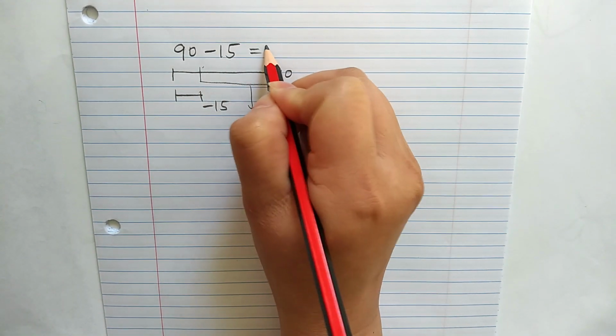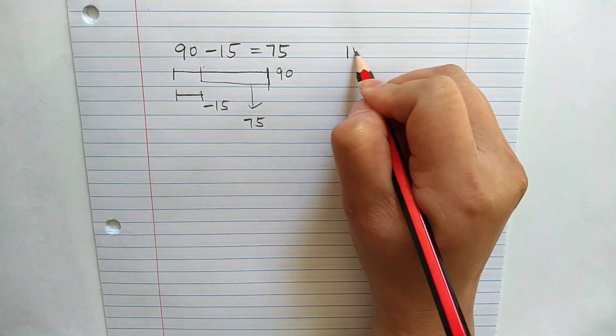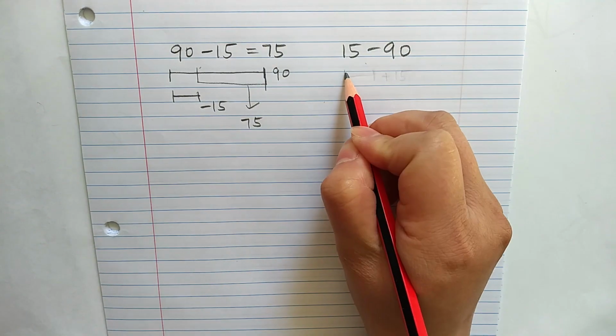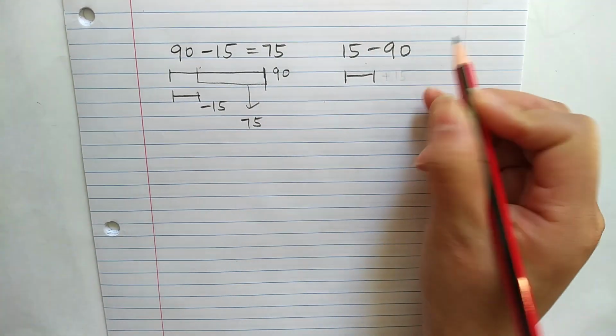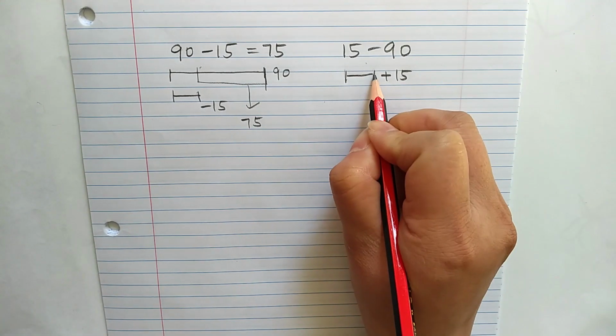So this is 75. How about 15 minus 90? That means you walked this much to the right. Let's say this is 15 steps.